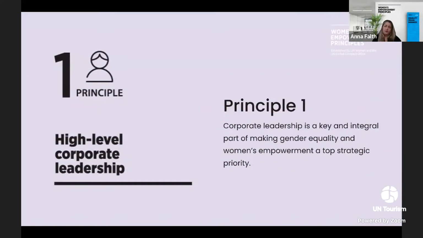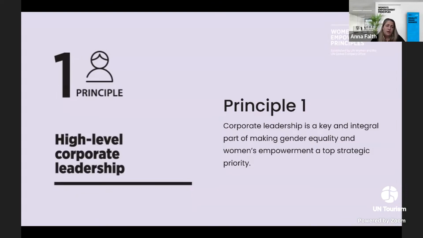So as I mentioned, there are 7 principles. The first principle is very, very important. We see that over and over again. If there is high-level corporate leadership, if it is the CEO of your company, if it is anyone in the executive team, who understands why gender equality is important and brings it up in meetings, brings it up in conversation, and says no if there are biases and inequalities that appear in the workplace.